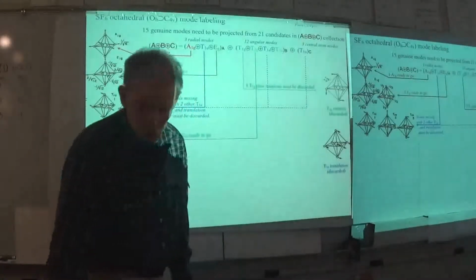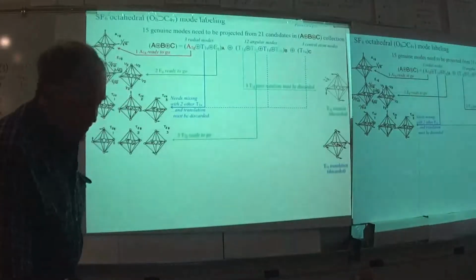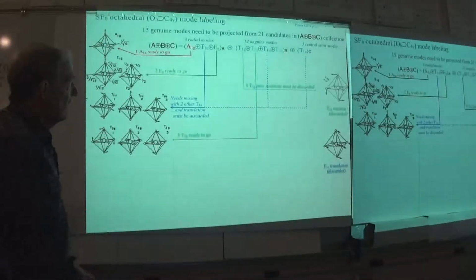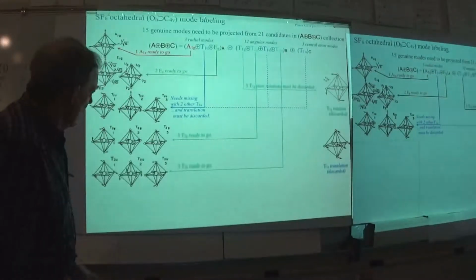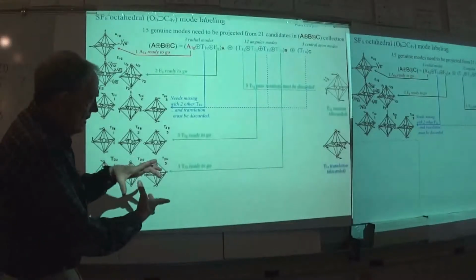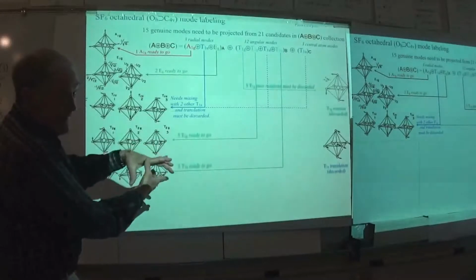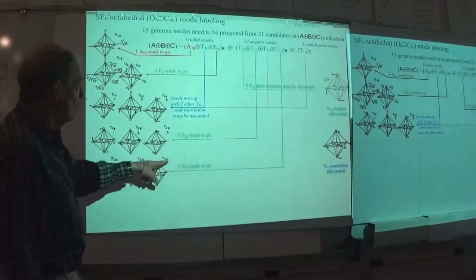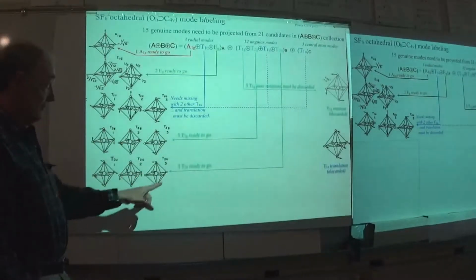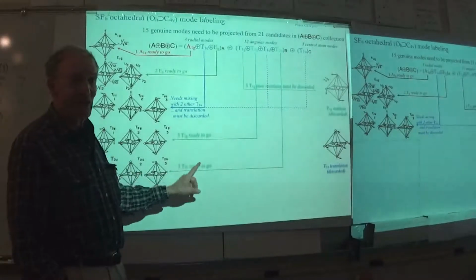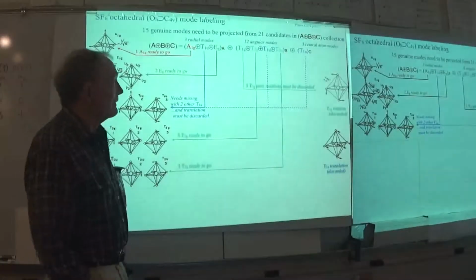T2U? That's kind of a weird one, and it's odd. This one is even in inversion symmetry. This one is odd. This is where two atoms go like this. That's got a U on it, ungerade, okay? But it's ready to go. That's what we like, is something ready to go, okay?